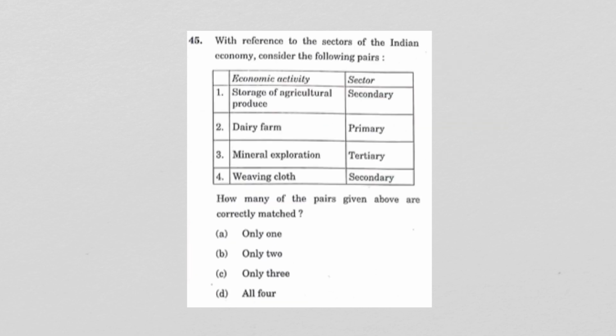Alright, next one. With reference to the sectors of Indian economy, consider the following pairs. Now, we know that there are three sectors, which are the primary, secondary and tertiary sectors. This is again a very basic question. This is a very easy question. This is also an NCERT based question. Like you learned this in 8th standard NCERT. This question only requires a very basic understanding of these sectors to arrive at the answer.